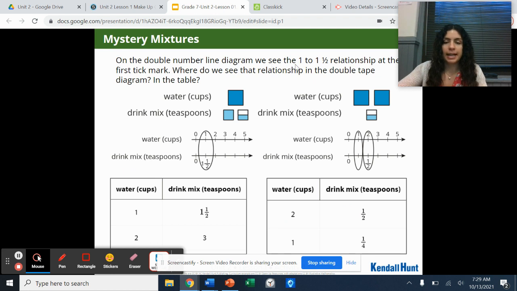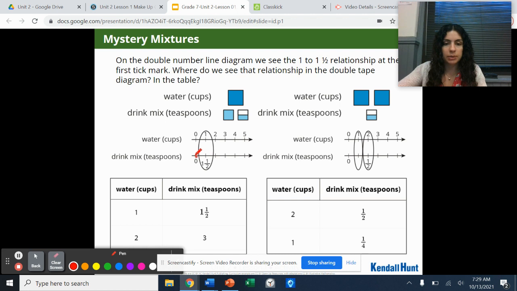On the double number line diagram, we see the 1-to-1.5 relationship at the first tick mark. Where do we see that relationship in the double tape diagram? In the table? Well, let's take a look. We can see that in mixture A, we have 1 cup of water, that's right here, for a tablespoon or a teaspoon and a half of drink mix. And it looks like this on the double number line diagram.